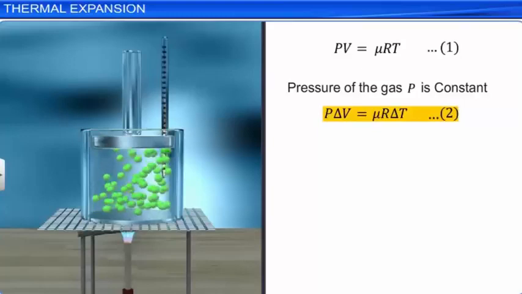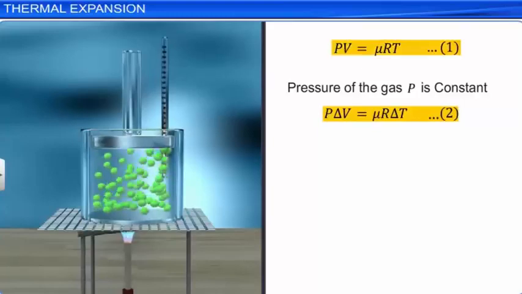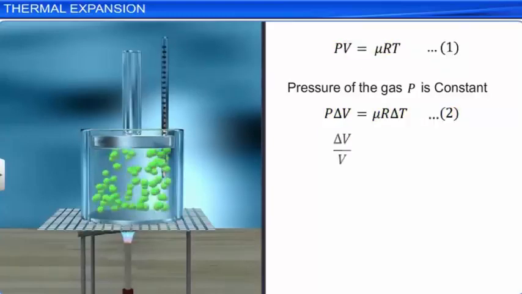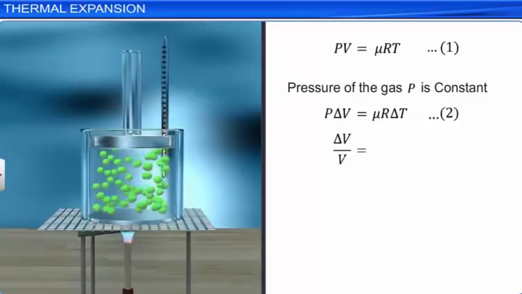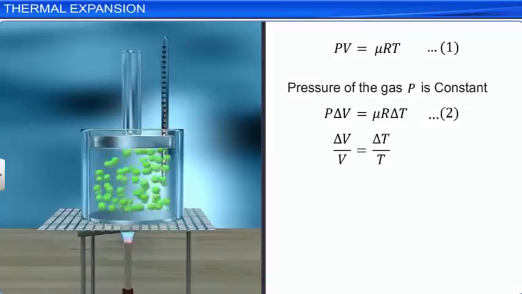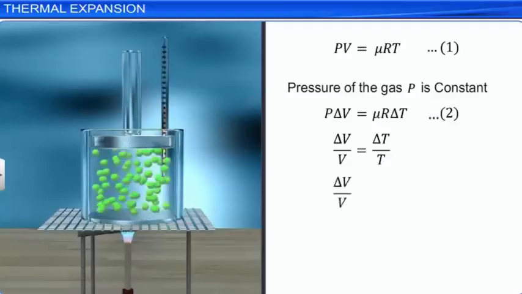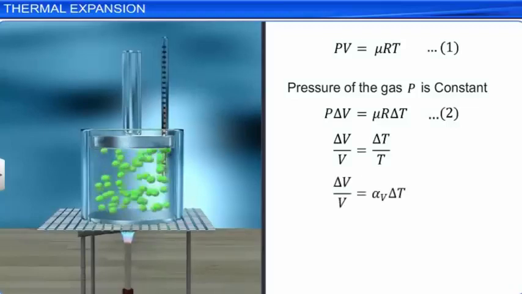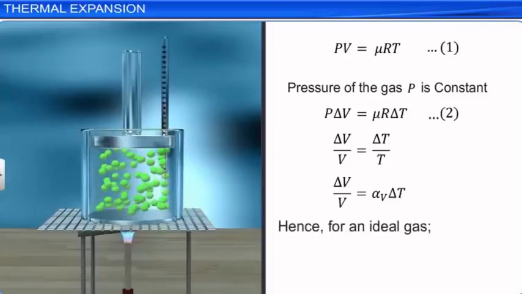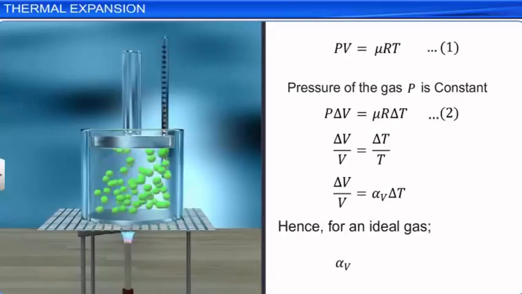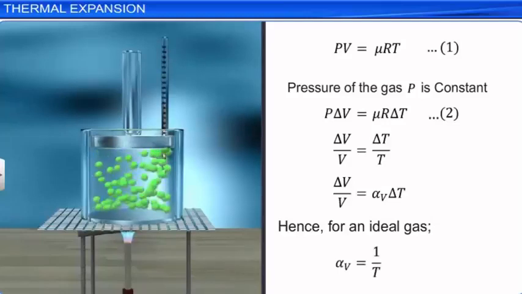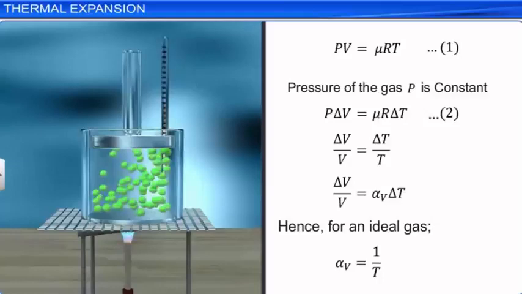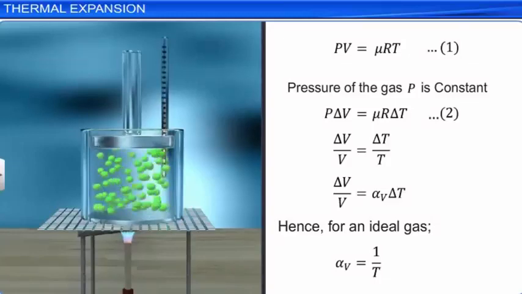On dividing equation 2 by equation 1, we get delta V by V is equal to delta T by T. But delta V by V is equal to alpha V into delta T. Hence, for an ideal gas, alpha V is equal to 1 by T. For gases, the coefficient of volume expansion is inversely proportional to the absolute temperature of the gas.